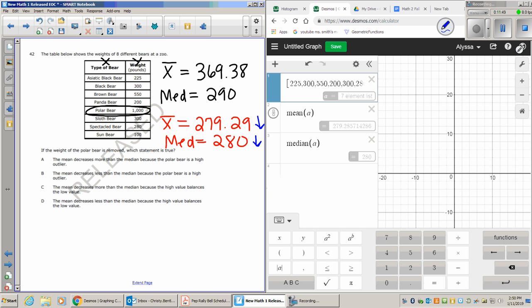B says the mean decreases less than the median. That's not true. The mean decreases more than the median because the high value balances the low value. No, that's not true. And the mean decreases less than the median because the high value balances the low value. And that's also not going to be true. So we've got to think about that 1,000. If you look at your list of numbers, that 1,000 really stands out as the outlier, the oddball. So the best answer is definitely answer choice A.